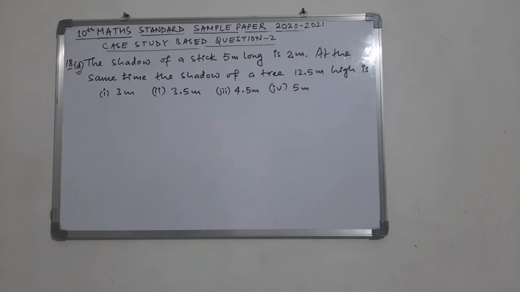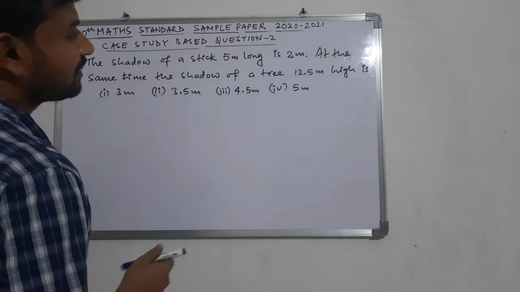So let us come to the next question, 18th D. The question is: the shadow of a stick 5 meters long is 2 meters. We have a stick which is having a shadow 2 meters in length.